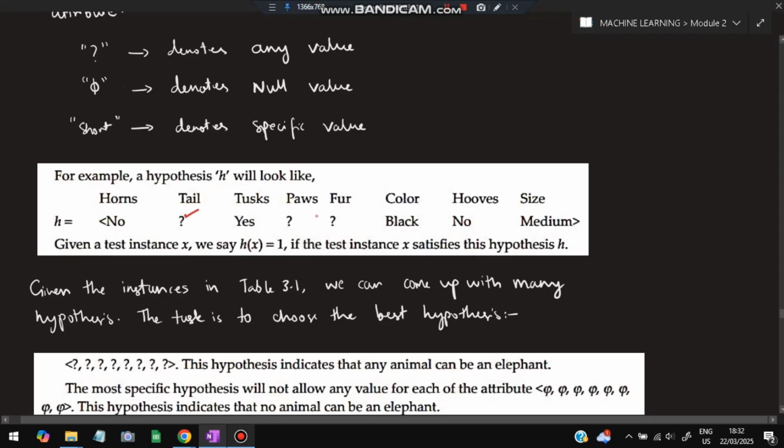Null means it will not have any value. For tusk, if null is there, it means no elephant has a tusk. Okay, like that. And question mark means it can have the tusks or it can not have the tusks, like that. Okay, yes and no both can be possible. Null means none of the values can be possible. Okay, it is not applicable.